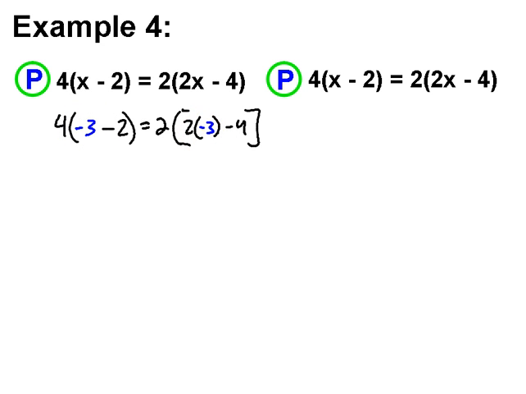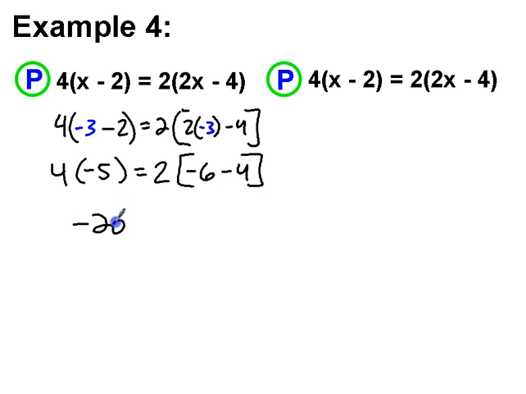As we go through and evaluate it, negative 3 take away 2 would be negative 5. And on this side, it's 2 times the quantity, 2 times negative 3 would be negative 6, take away 4 more. Left-hand side, I get negative 20. Right-hand side, 2 times the quantity negative 6 take away 4 would be negative 10, and 2 times negative 10 would give me negative 20. So that tells me negative 3 is a solution.